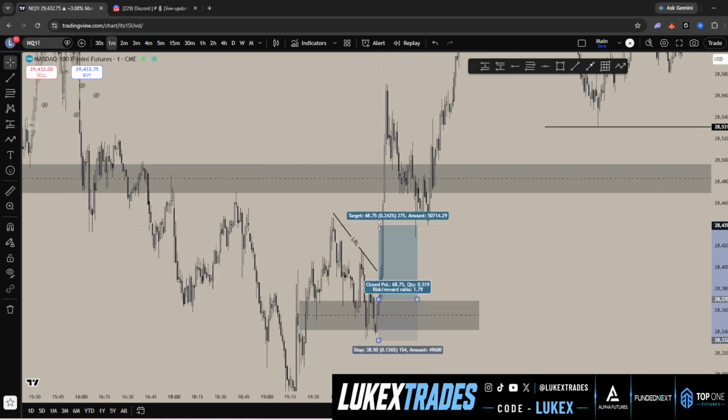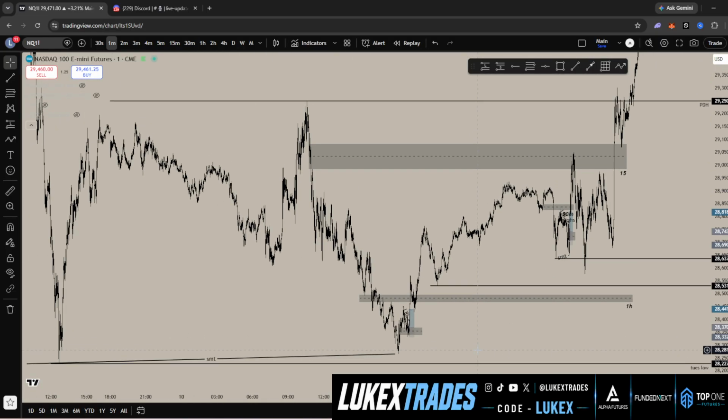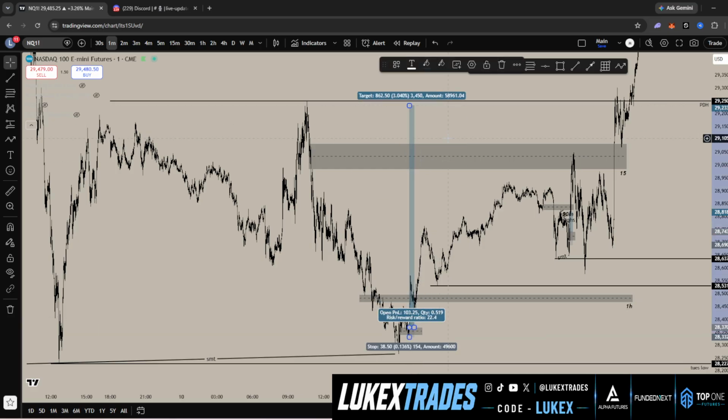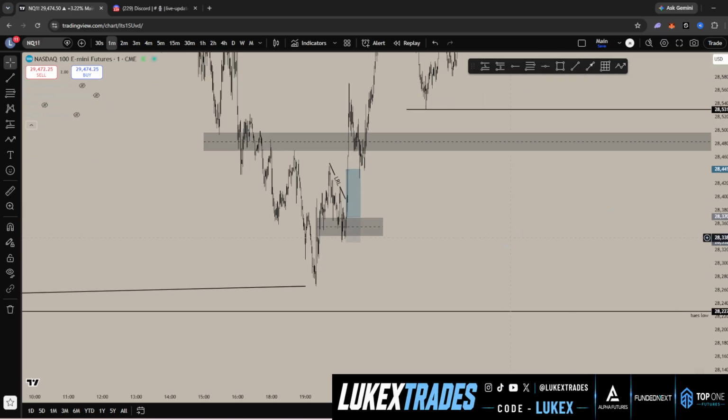Now, unfortunately, I got out in this trade here. I was just looking for the winning day, but look at this. Boom. If I held, obviously I was not going to hold that, but let's just say, for example, insane, right? But the whole purpose of this isn't just to catch insane trades like that.